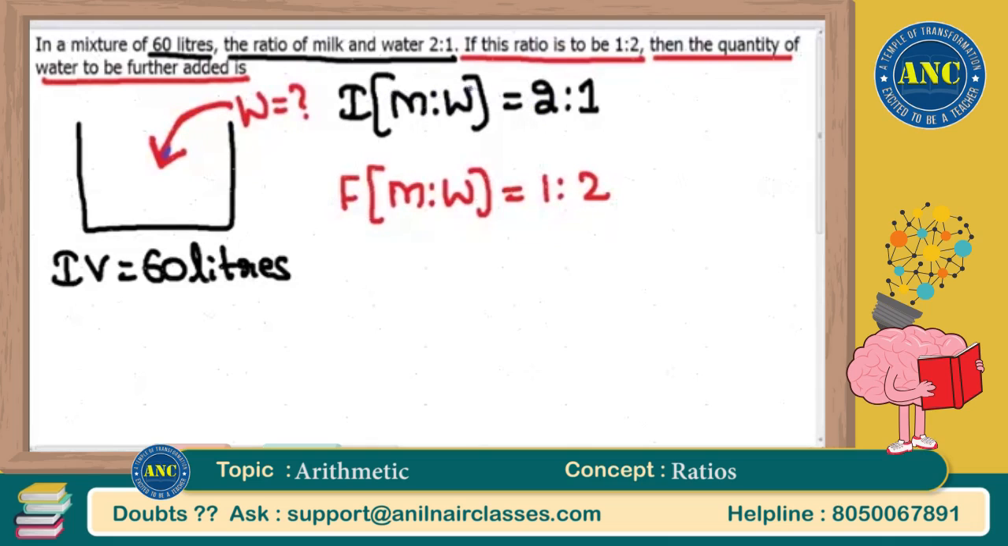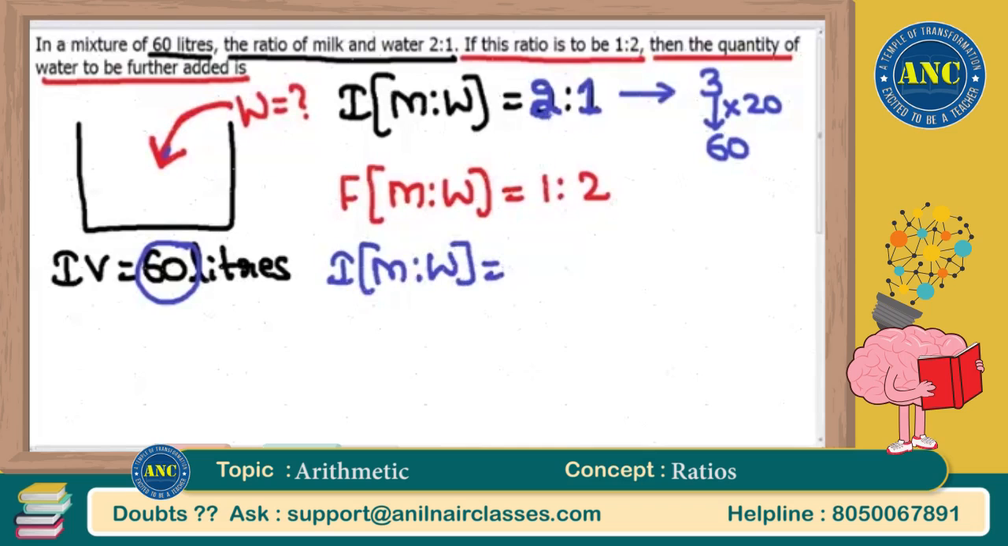can I say that milk is 2 liters initially, right? Initial milk is 2 liters. Initial water is 1 liter. According to ratio, initial mixture is 2 plus 1, 3 liters. But according to question, it is given as 60. 3 should become 60. Multiply by 20. That means 2 also multiply by 20. Initial milk is 2 multiplied by 20, it is 40. 1 also multiply by 20, it is 20.